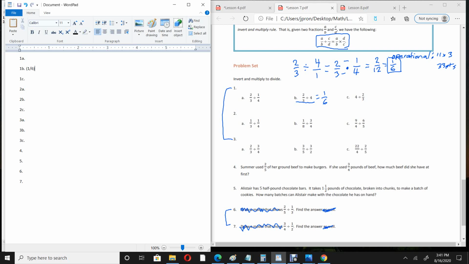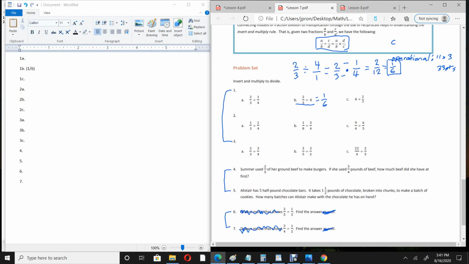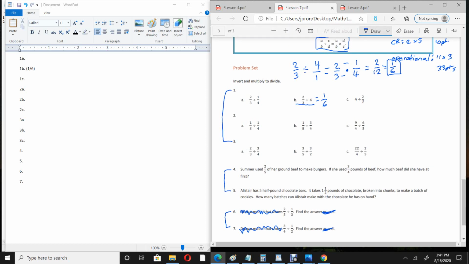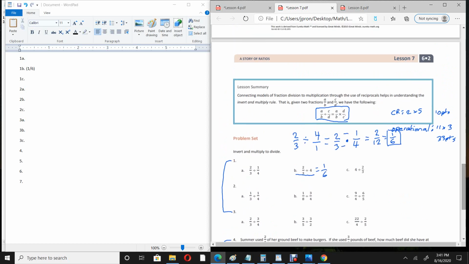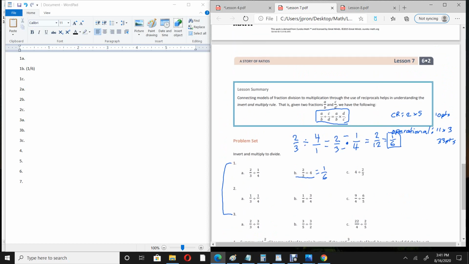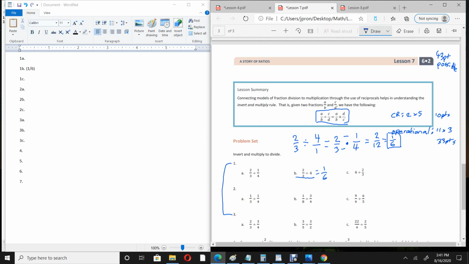All right, so that leaves 4 and 5 to be our constructive response problems. There are 2 of them. So constructive response, there are 2 problems times 5 points each. That means you have a total of 10 points in constructive response problems, meaning that there are a total of 43 points possible, but we'll call it a 30-point assignment.